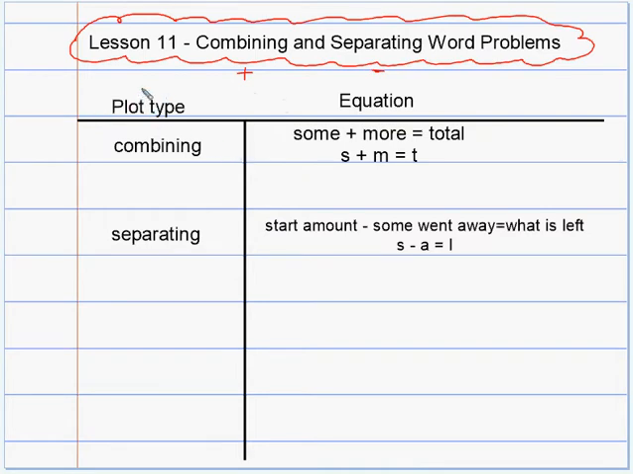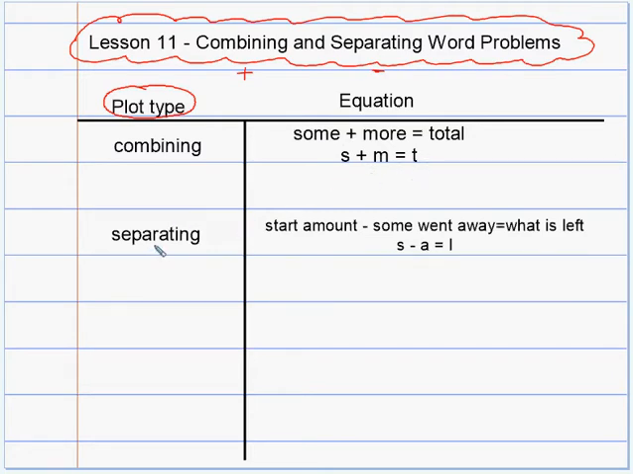The book will reference plot type a lot, and that's just the story that your word problem comes in. Combining plots are where you have sum plus more equals total, and the equation that you can write is sum plus more equals total, S plus M equals T.